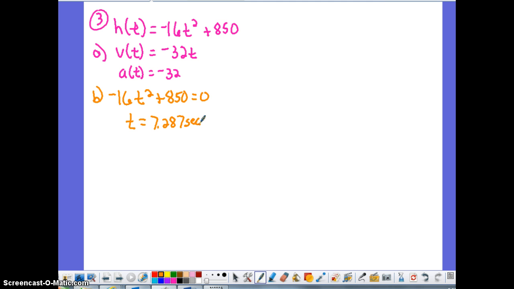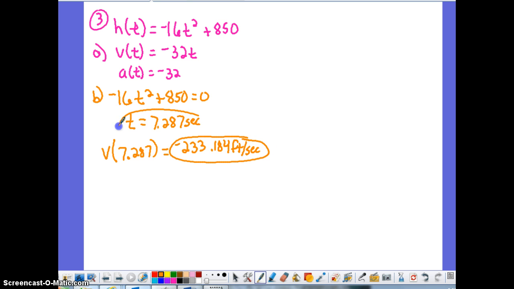They ask then, what is the impact velocity? So I'm going to take that 7.287, and I'm going to plug that into my velocity equation, since it's asking for my velocity now. So negative 32 times that number is going to give me negative 233.184, and again, that's feet per second. So there are my two answers for section B.